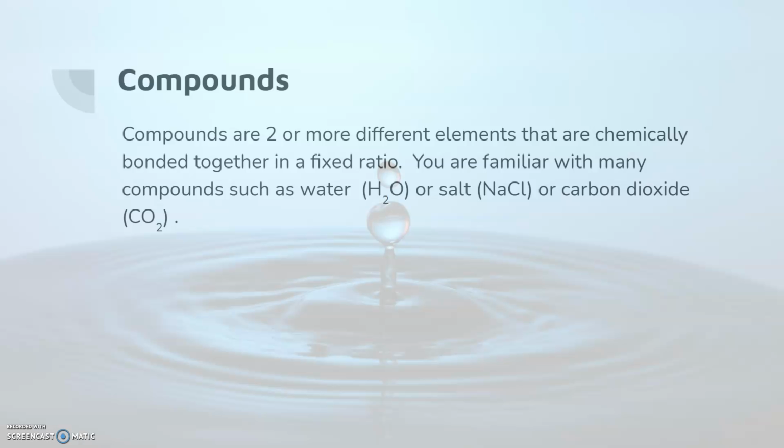Compounds, however, have to consist of 2 or more different elements, not the same element, but different elements. And you're familiar with many, many different compounds. Water is H2O, and salt is NaCl, or carbon dioxide is CO2. Compounds are 2 or more different elements that are chemically bonded together in a fixed ratio. So water is always H2O. It's not sometimes H3O or H2O2. Those are all different molecules. Water is always H2O.